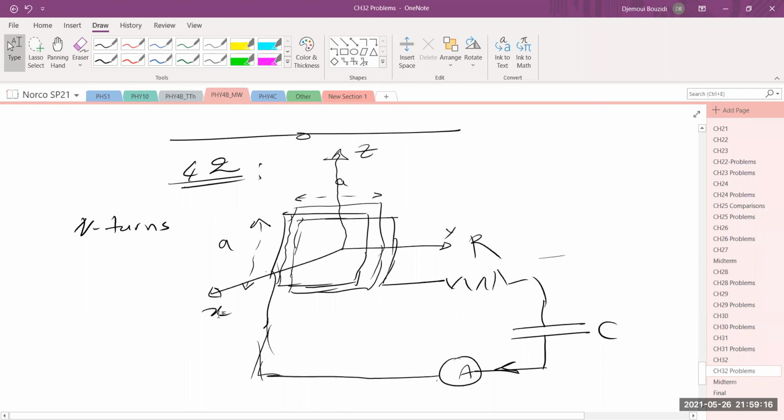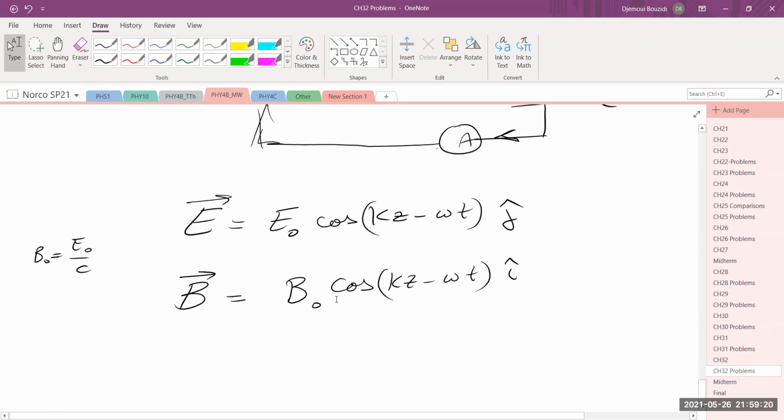The magnetic field then must be along the x direction. Both of them have to be in phase, so there is no phase difference, and both of them have to have the same dependency. This is B naught, and this is E naught. This is the maximum electric field, and this is the maximum magnetic field, in such a way that the ratio of the maximum electric field divided by C is the same as B naught. This is what we found in lecture.